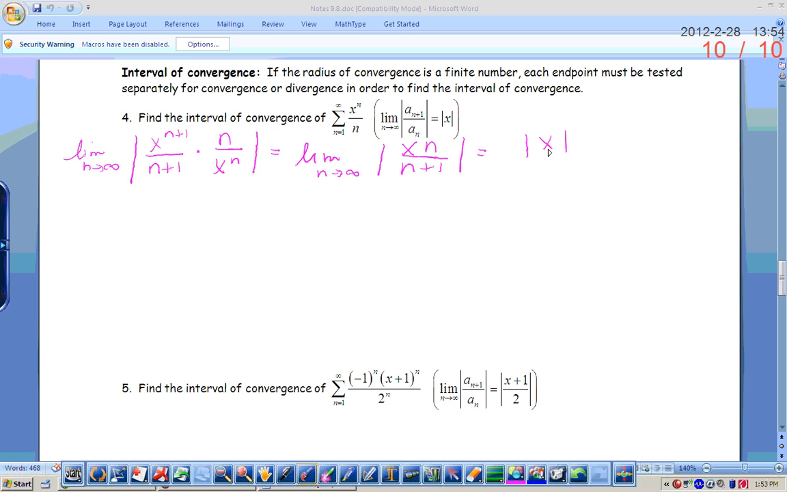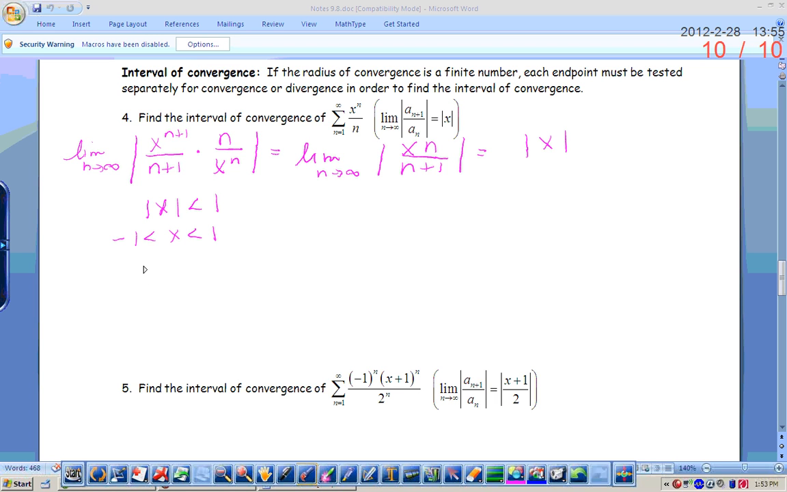All right, so the very first thing that I always do is I take that limit, which was the absolute value of x, and I want to find the values of x that will make the series converge. So therefore, I have to set it less than 1, because in order to converge using the ratio test, that limit needs to be less than 1, which means that negative 1 is less than x is less than 1.